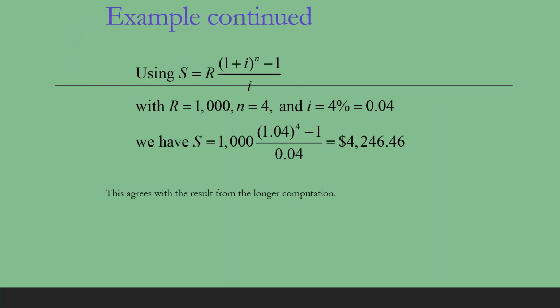If we use this formula for R as 1,000, n equal to 4, and I as 4%, we get the same result as we got in the earlier case, which is 4,246.46. So the formula to find the annuity, or the total future value, will be R into 1 plus I whole raised to n minus 1 divided by I. R is the amount paid during every period.